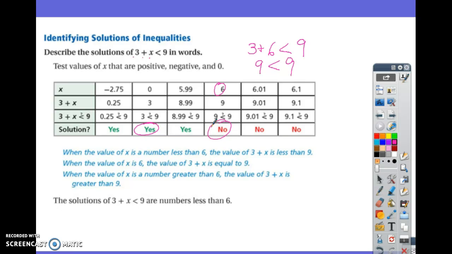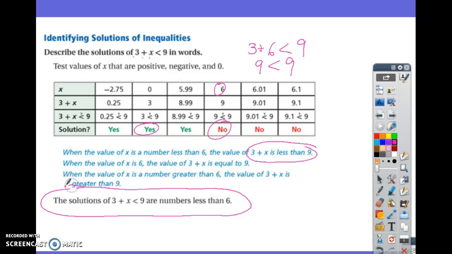When the value of x is a number less than 6, the value of 3 plus x is less than 9. So that's when it's true. When the value of x is 6, the value of 3 plus x is equal to 9, so it's not less than 9 as we just went over. And finally, when the value of x is a number greater than 6, the value of 3 plus x is greater than 9. So in words, we can say that the solutions of 3 plus x is less than 9 are all numbers less than 6.